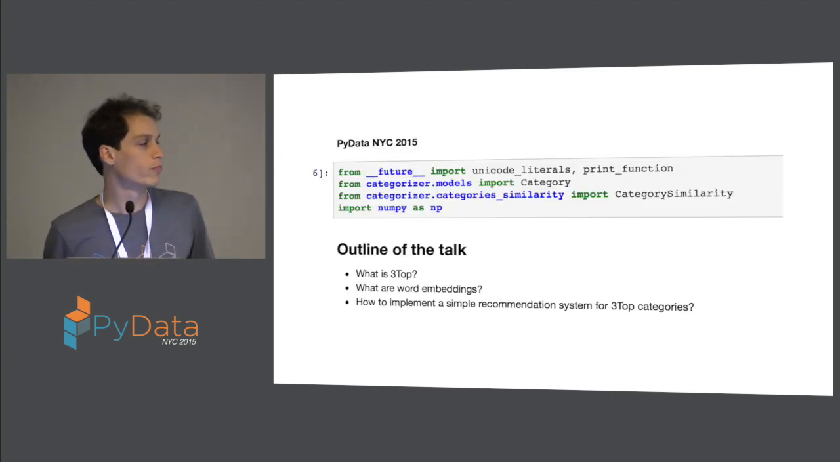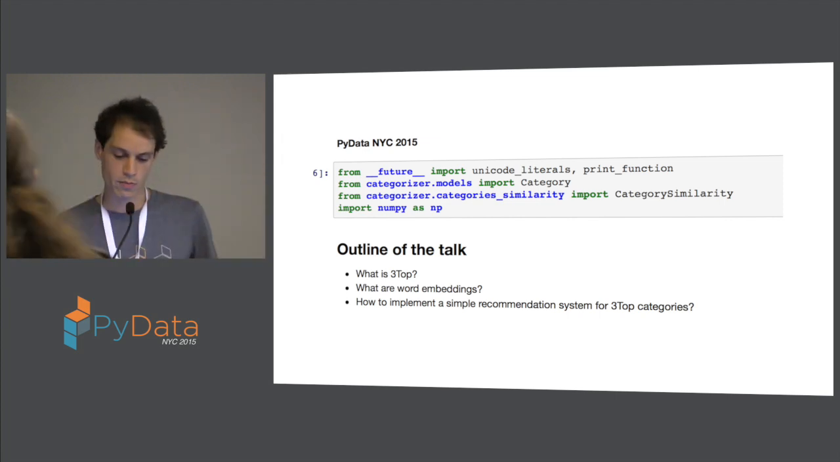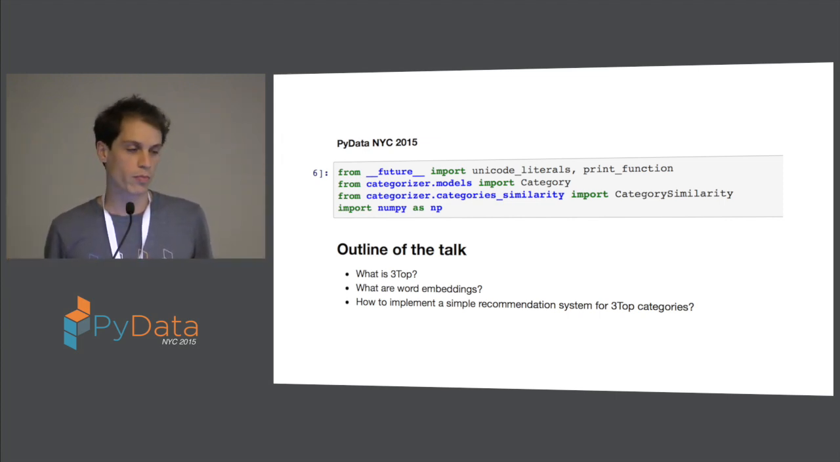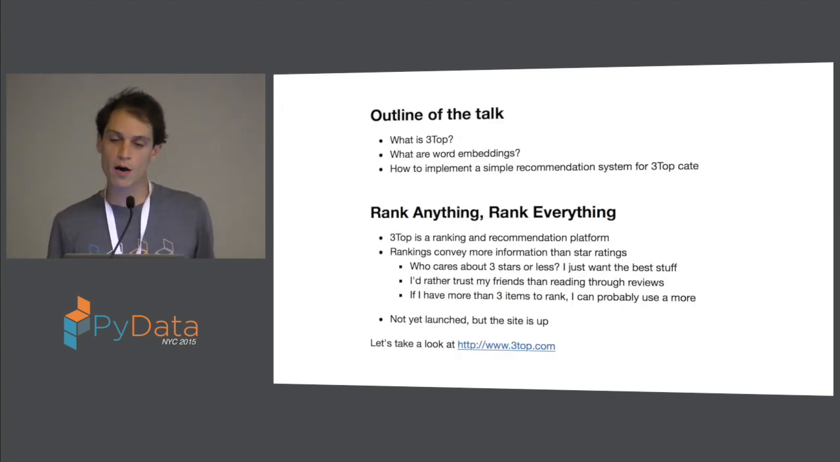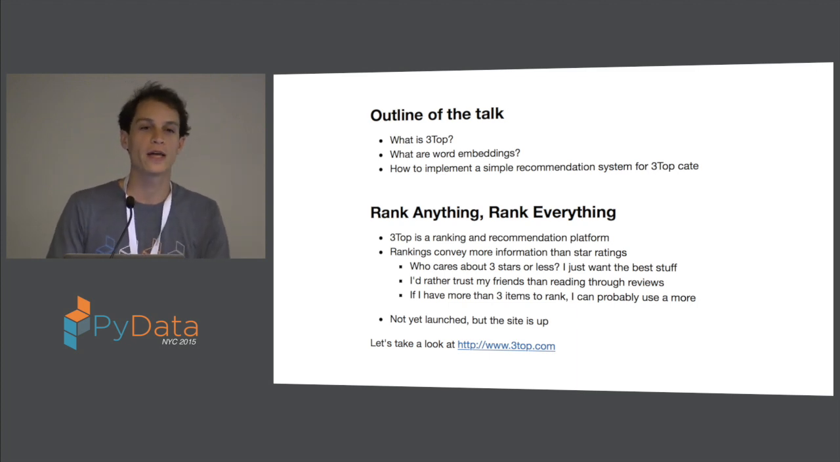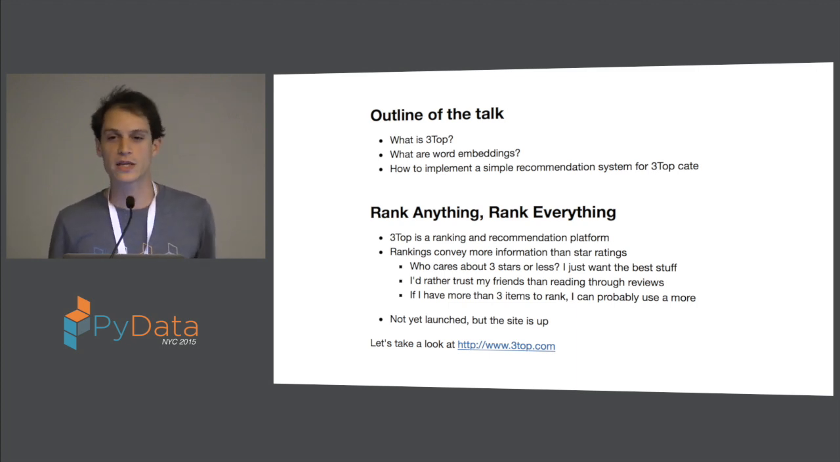So I will present the startup quickly and what are word embeddings and how do we implement a simple recommendation system for 3Top categories. So what is 3Top? 3Top is a ranking and recommendation social media where users go and enter the top 3 ranking in the category of their choice.